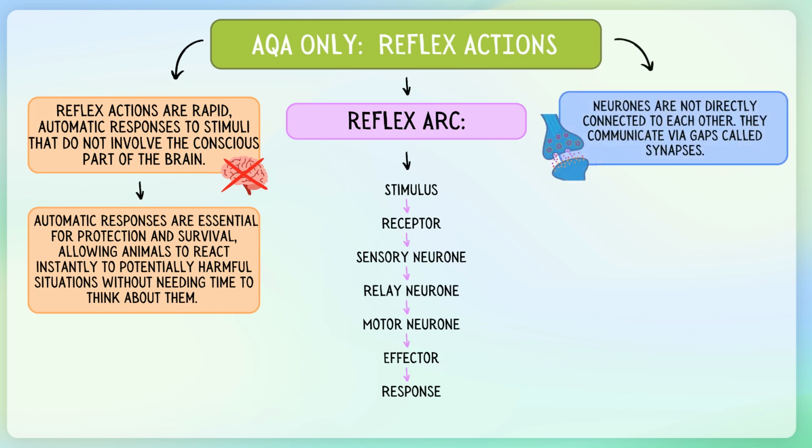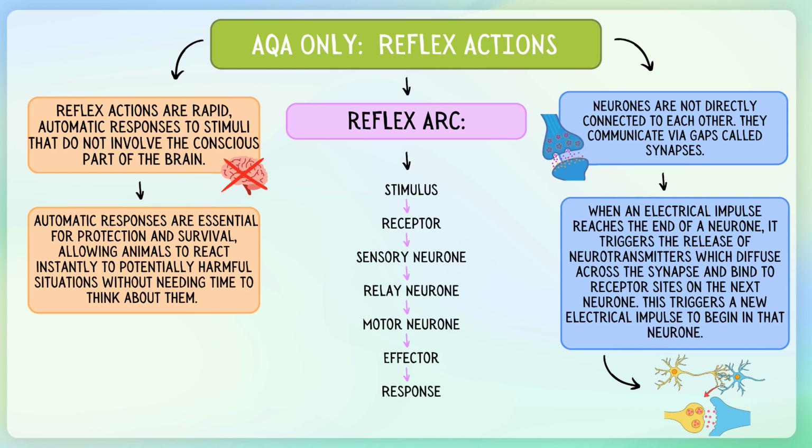We also covered the role of synapses, the junctions between neurons, where an impulse is transferred from one neuron to another. At a synapse, an electrical impulse triggers the release of neurotransmitters from the presynaptic neuron. These neurotransmitters then diffuse across the synaptic gap and bind to receptors on the postsynaptic neuron, inducing a new electrical impulse. Understanding the mechanics of reflex arcs and synapses is crucial for comprehending how our nervous system operates efficiently to protect us from danger, without the need for conscious thought. By grasping these core concepts, you now have a solid foundation for further study in human physiology and the broader topics of homeostasis and response in biology.